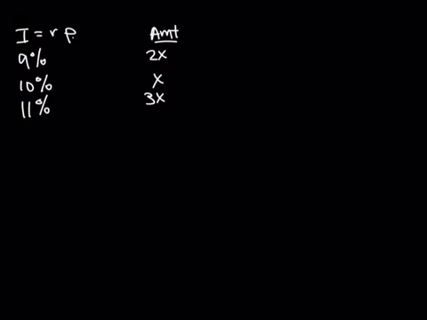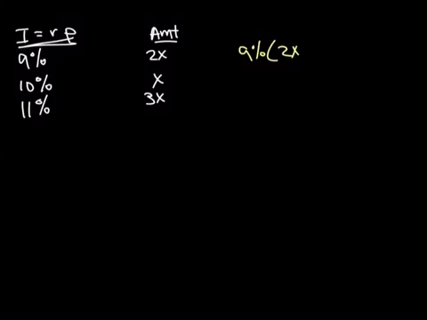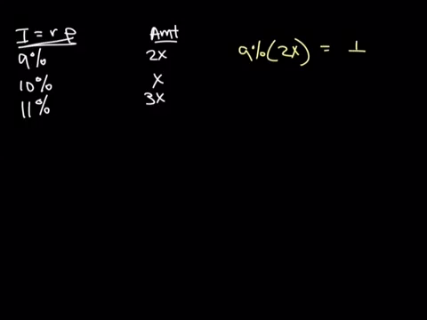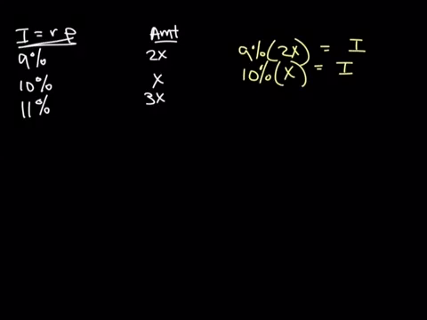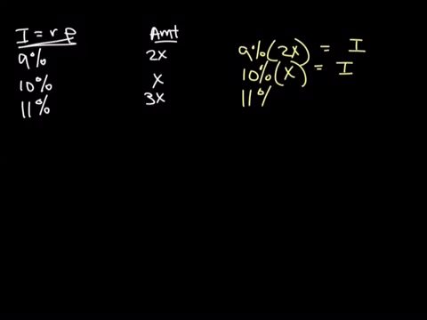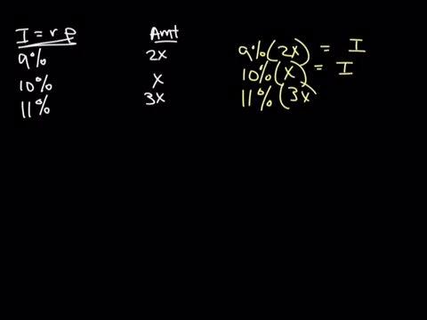So now, according to this formula here, if I take the rate times the amount, my P, I will get how much money I made off of that. If I take 10% times X, I will get the amount I made off of that. And if I take 11% times 3X, I will get the amount I made there. And if I add all 3 of these amounts that I put an I there for, I will get $610.